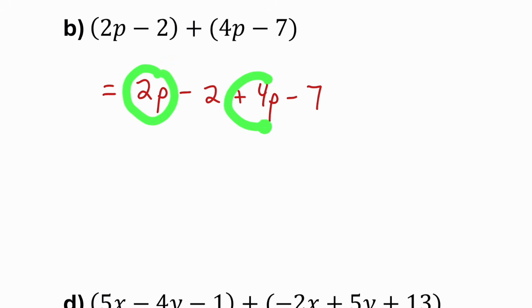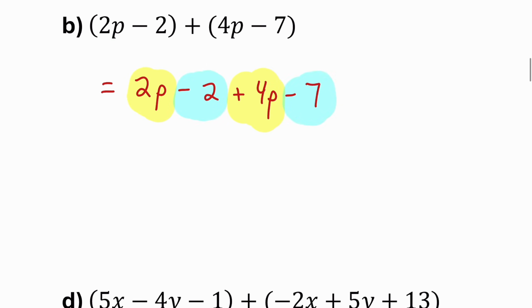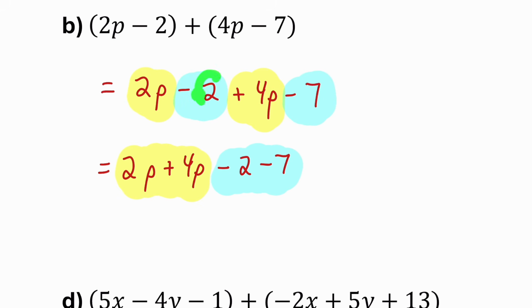I have a 2p and a positive 4p. And then I have 2 constant terms, a negative 2 and a negative 7. Rewriting with like terms beside each other, I get 2p plus 4p minus 2 minus 7. And notice when rearranging an expression, whatever sign is to the left of a term stays with that term. So for example, this 2 has a minus sign beside it, so we think of it as a negative 2. And when we rearrange this expression, the negative 2 moved right there, but that negative that was to the left of the 2 stayed with it.